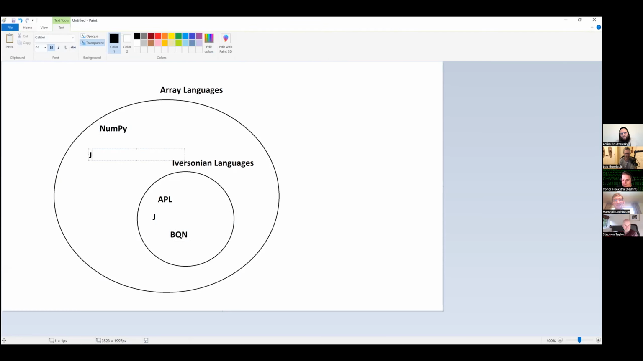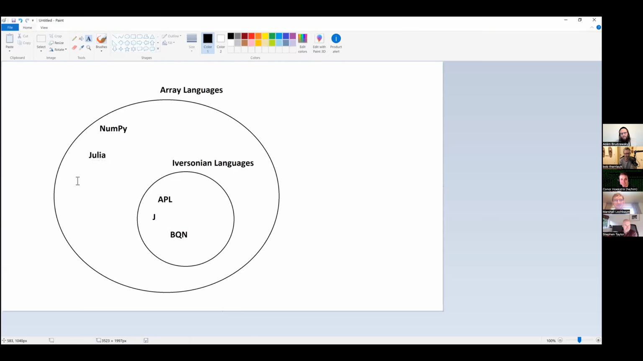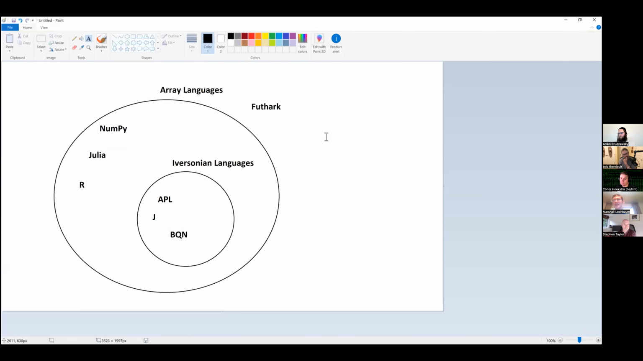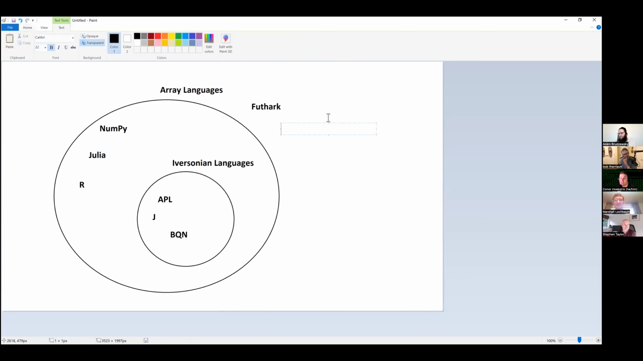Julia. Fortran? R. Jury's out on Fortran because I haven't looked into that one enough. And so then the question becomes, is Futhark? I would put Futhark outside. Yeah, Futhark is really interesting to talk about, and I would also put Single Assignment C.